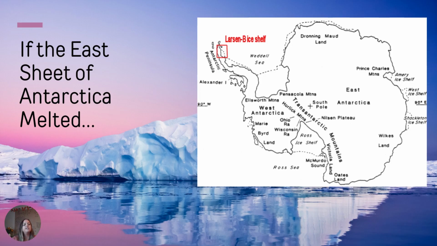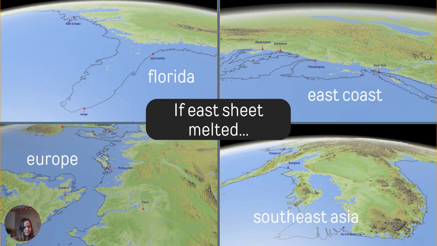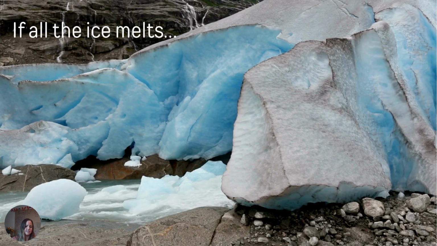What about the East sheet, which is a larger portion? Well, Florida's gone. A lot of the East Coast cities, they're gone. Southeast Asia loses a significant portion. Bangkok is gone. We're losing a lot in Europe. And this is a problem, right? Because this is the trajectory that we are on. We are going to lose a lot of coastal cities if this continues to happen.